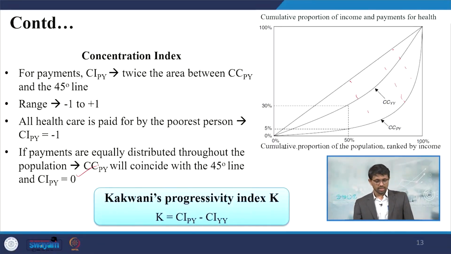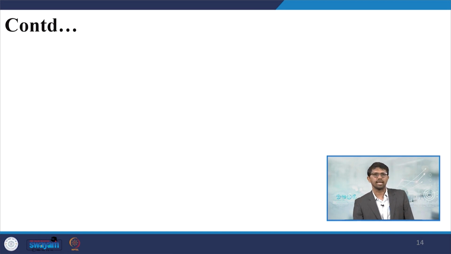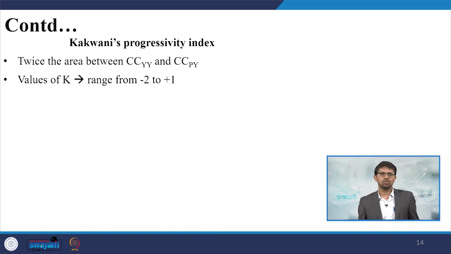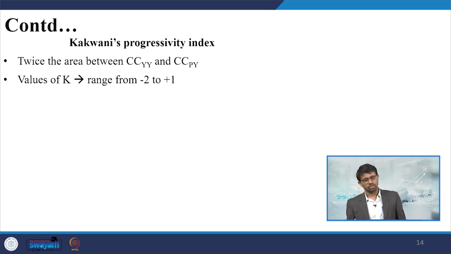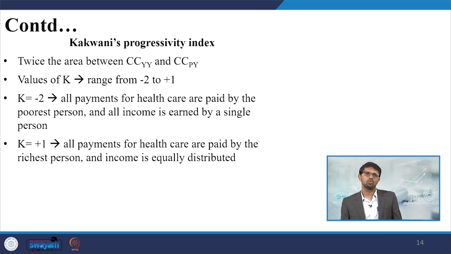So, Kakwani's progressivity index K is actually measuring the difference, that is CI PY minus CI YY. So, these two curves and their gap is nothing but the Kakwani's progressivity index. That is precisely twice the area between these two curves. So, values of K range from -2 to +1, and based on the different authors and their reports, we are presenting you the range, that is -2 to +1.